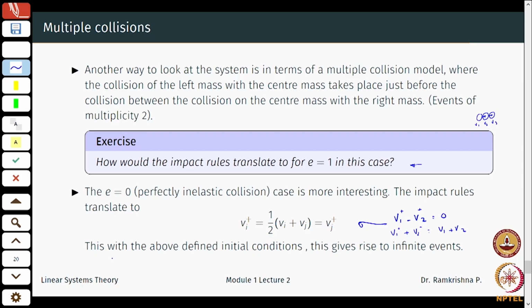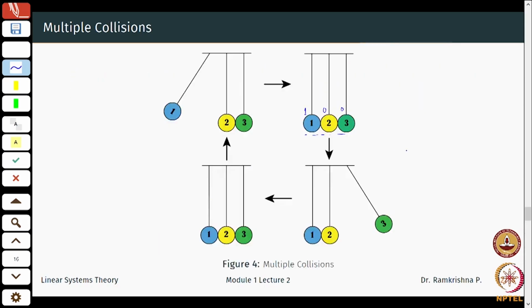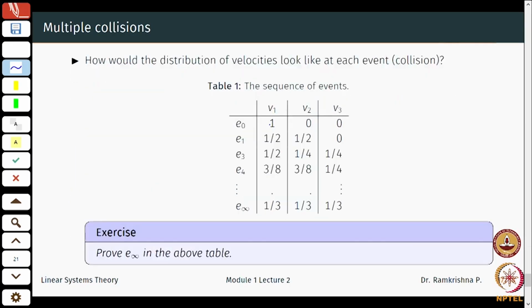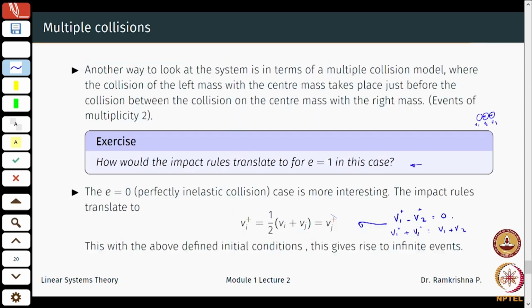Now, with these defined conditions, this will give rise to infinite events. Infinite events would be: this will collide with this, will collide with this, come back, collide, and so on. Now, how do the velocities change in this case? This turns out to be pretty interesting. At event 0, just before the collision, I have V1 to be 1, V2 is 0, V3 is 0. Now, when the first collision happens, when the left and the center collide, the velocities will be 1 by 2, 1 by 2, just by this formula here, which is derived again from those two impact laws.